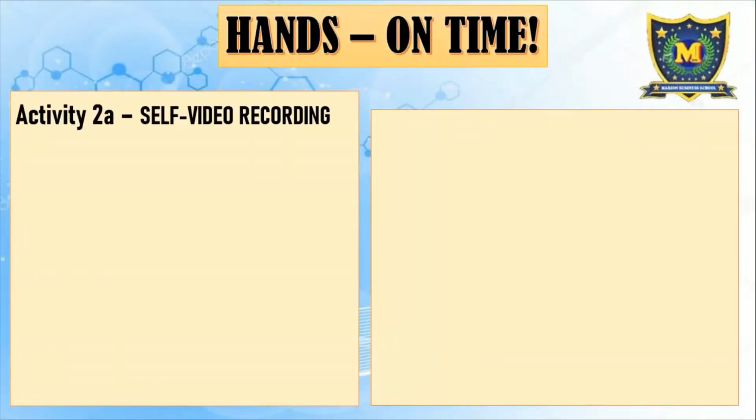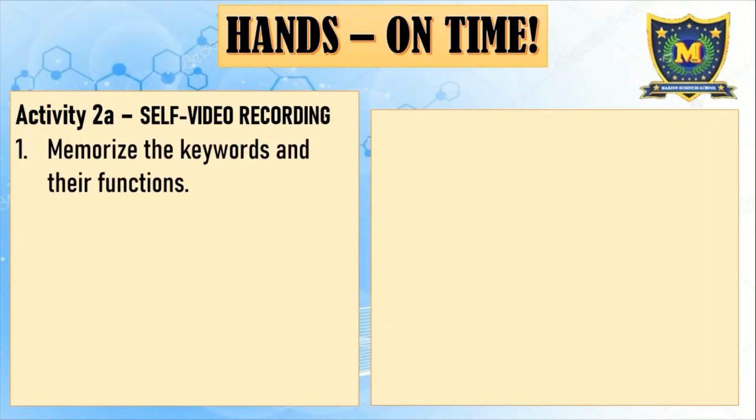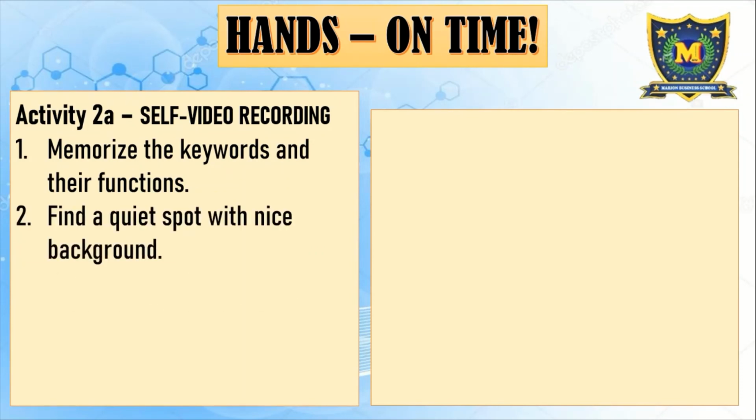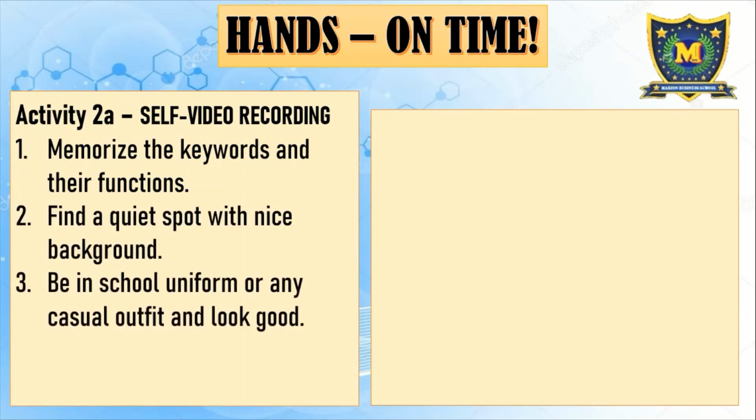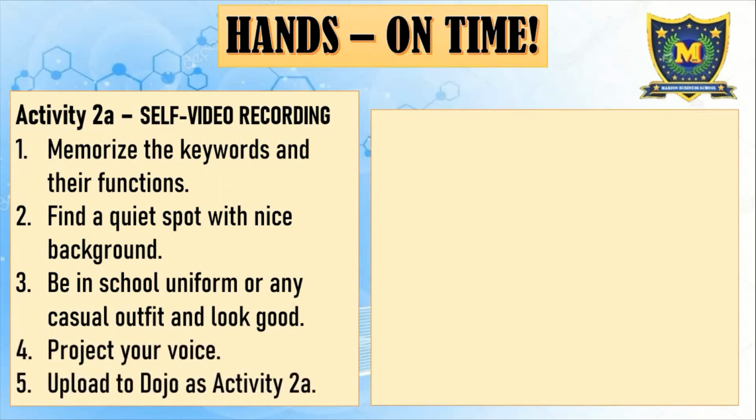So it's hands-on time. For your activity 2A, it's about self-video recording. First, you need to memorize the keywords and their functions. Find a quiet spot with nice background, be in school uniform or any casual outfit, and look good. Of course, while doing a video recording, you need to project your voice and upload to Dojo as activity 2A.